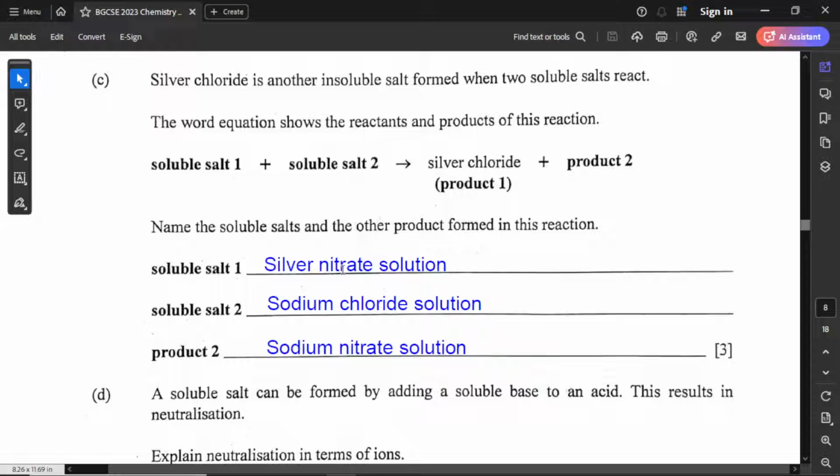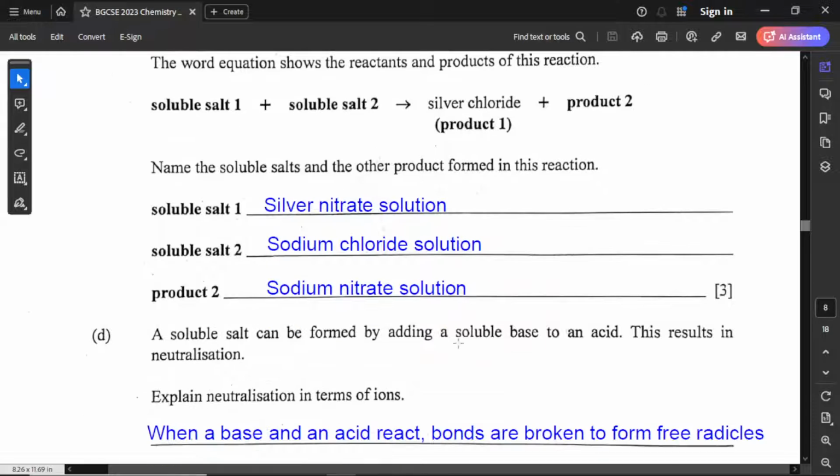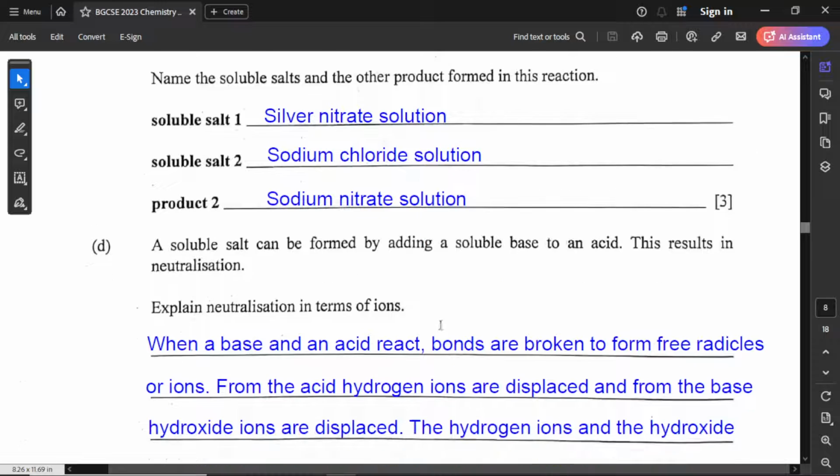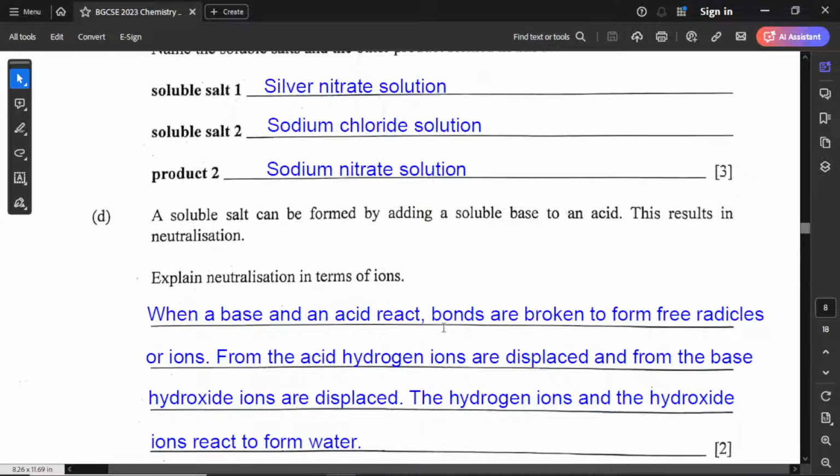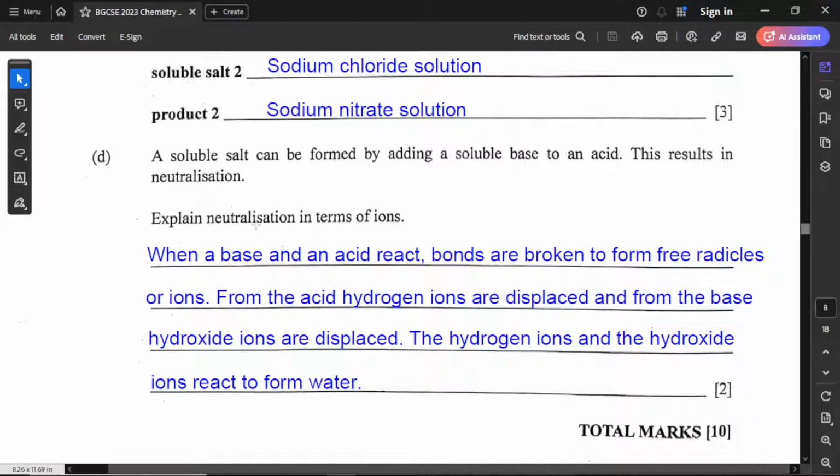And so if you use silver nitrate and sodium chloride, what you will get is definitely silver chloride and sodium nitrate. All right, and so we know our other product. They say a soluble salt can be formed by adding a soluble base to an acid. This results in neutralization. And here it asks us to explain neutralization in terms of ions.